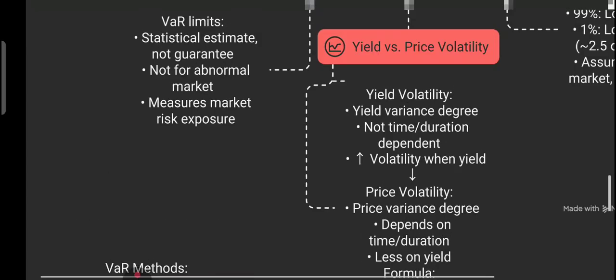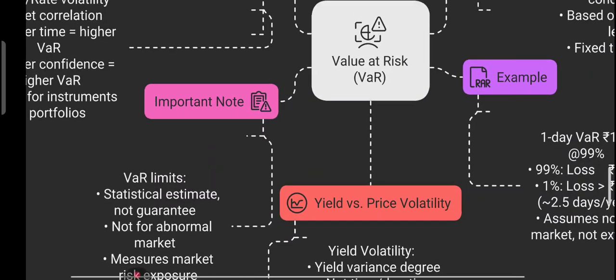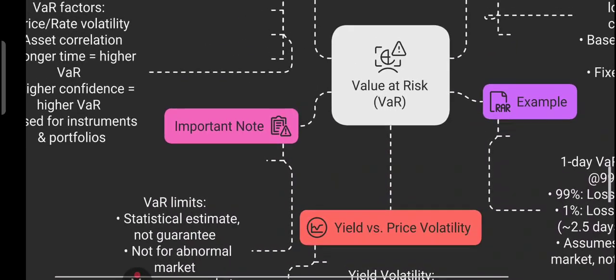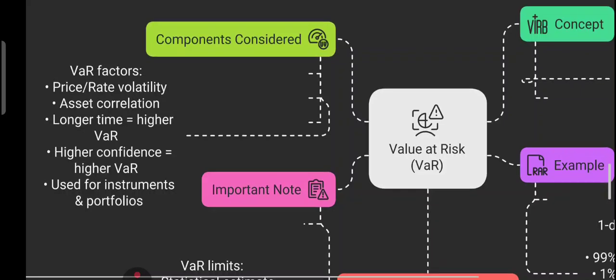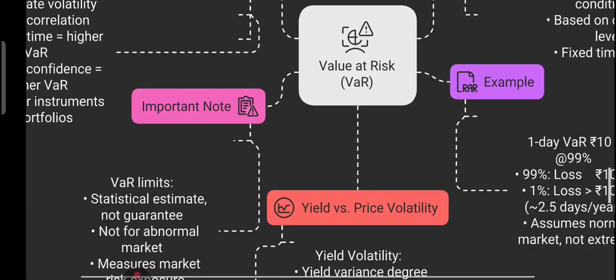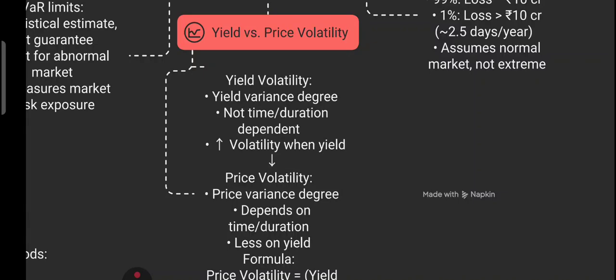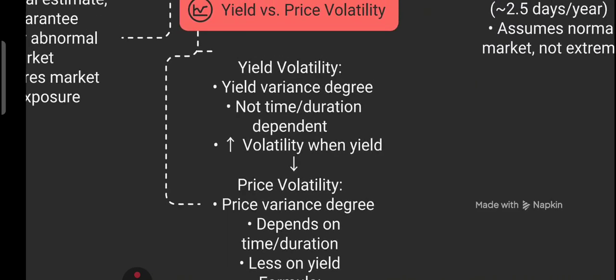Now let's talk about volatility. What is volatility? This is the key ingredient of VAR. Let's not forget that VAR is all about volatility. So yield volatility: what is the meaning of yield volatility? It measures the variation in the yield. It is independent of time or duration. Time is not taken into consideration here, like we did in the Macaulay duration. Here time has no role to play.